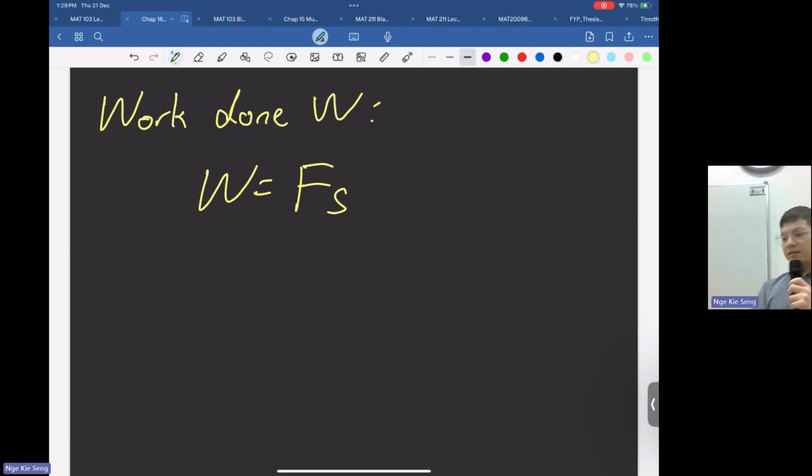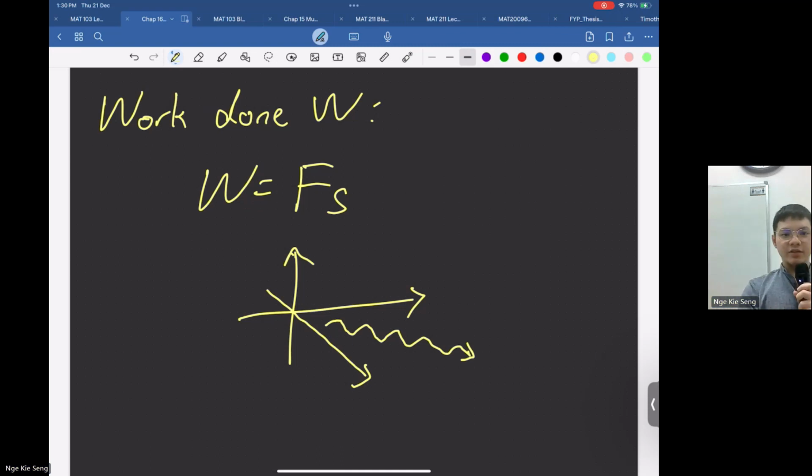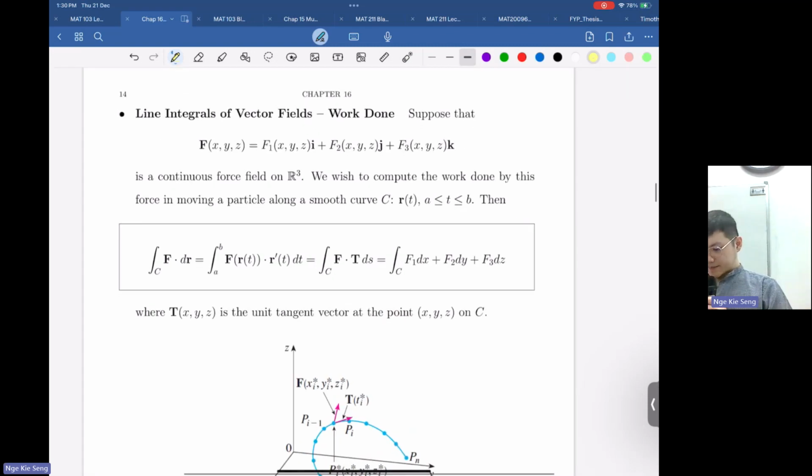Let's say now the direction is in 3D. You want to push your, for example, cabinet, but the cabinet is too heavy, so you push slightly forward, backward like this. So what's your work done in this case? Well, you need to measure the arc length here. So you want to do work done in three dimensions.